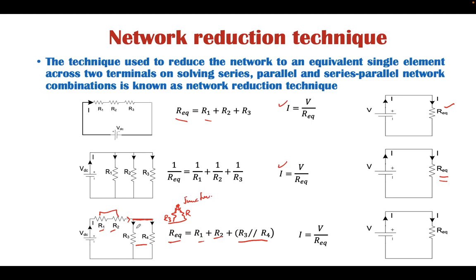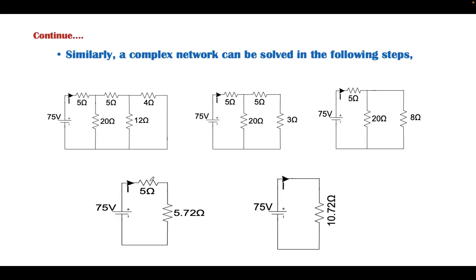At this junction the current is divided between these two elements, and hence these two elements are in parallel, and this parallel combination is in series with R1 and R2. In that way we can calculate R equivalent. The resultant current of the circuit can be easily calculated. This network reduction technique is nothing but the series parallel combination of DC networks.